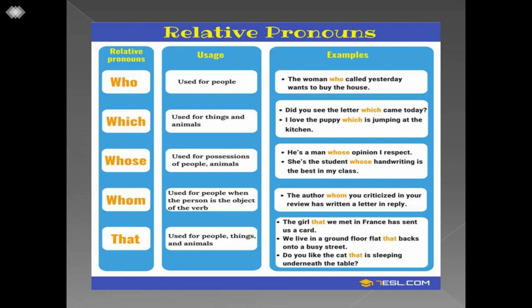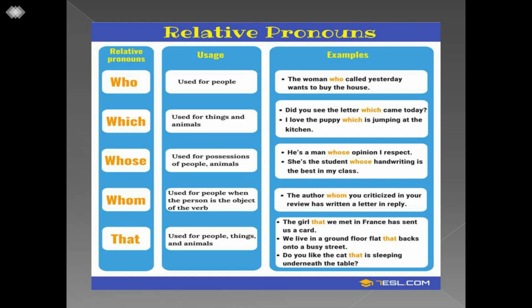Now see the example. The woman who called yesterday wants to buy the house. So this is an example of a relative pronoun. In this example, you will see the antecedent. What is an antecedent? It is basically a noun which comes before the relative pronoun. So what is the relative pronoun in the sentence? Who. And before that there is a noun, the woman. So the woman will be your antecedent.